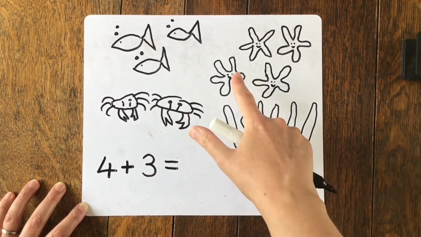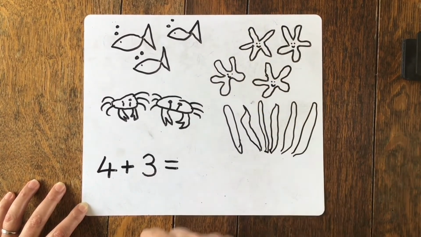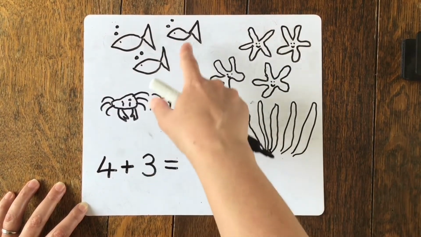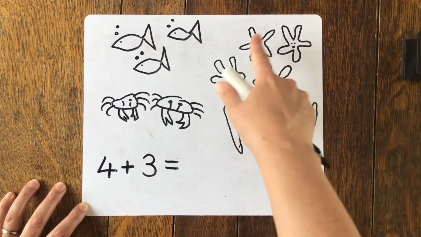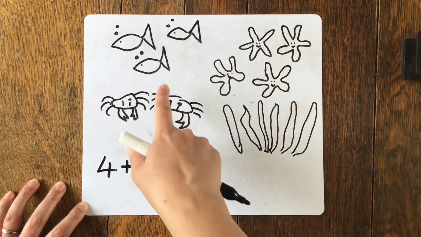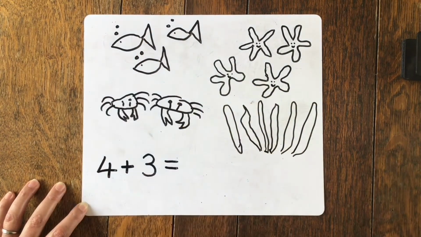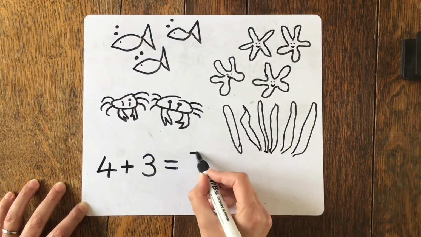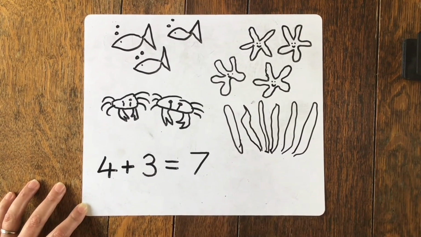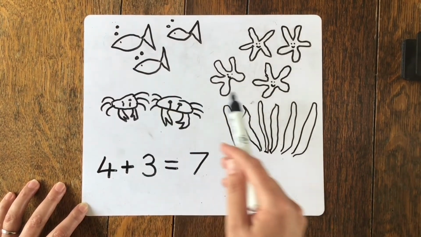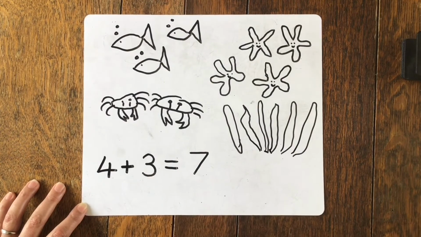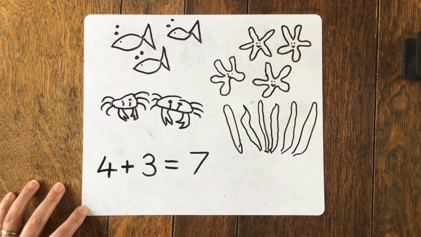So I've got 4 starfish. And I'm going to add my 3 fish to it. So I know I've got 4, that can go in my head. And then I can count on 5, 6, 7. So altogether, I have 7 underwater creatures. 4 starfish, add 3 fish, equals 7 creatures altogether.